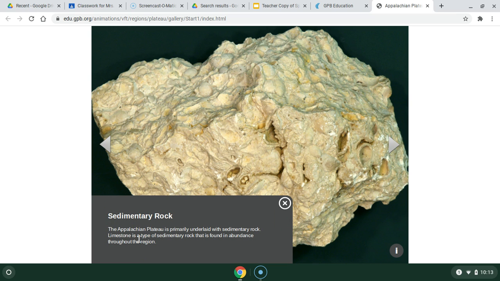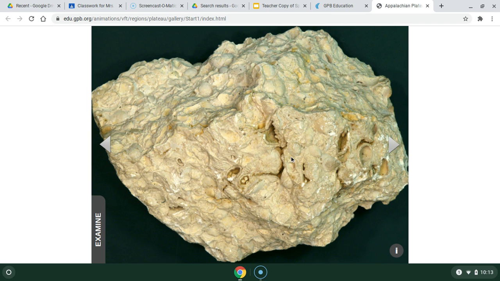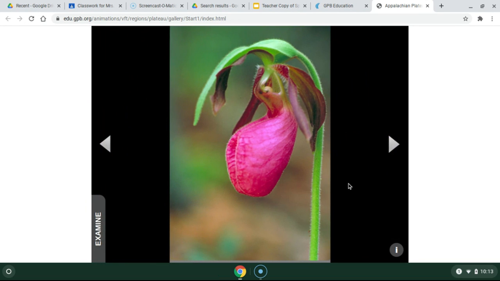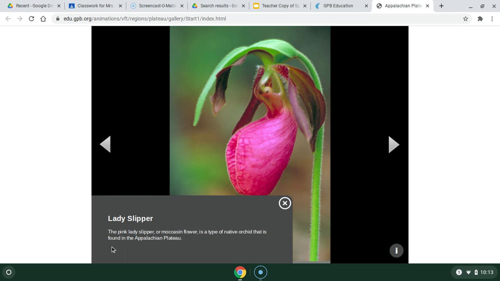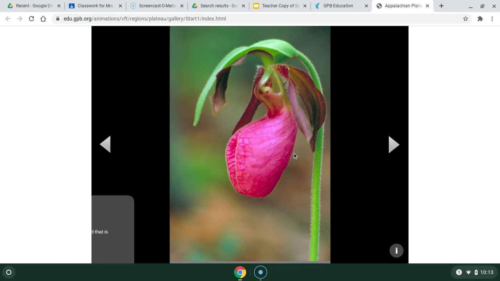It says the Appalachian Plateau is made of sedimentary material. Now look how cool this plant is. I love this plant. All right, it's called lady slipper or moccasin flower. It is an orchid that is found in the Appalachian Plateau. So you can't find these flowers just everywhere. It's a native flower to that area. Isn't it beautiful?